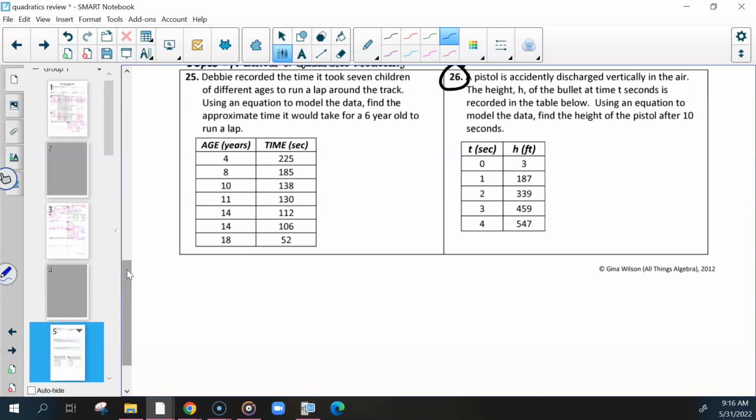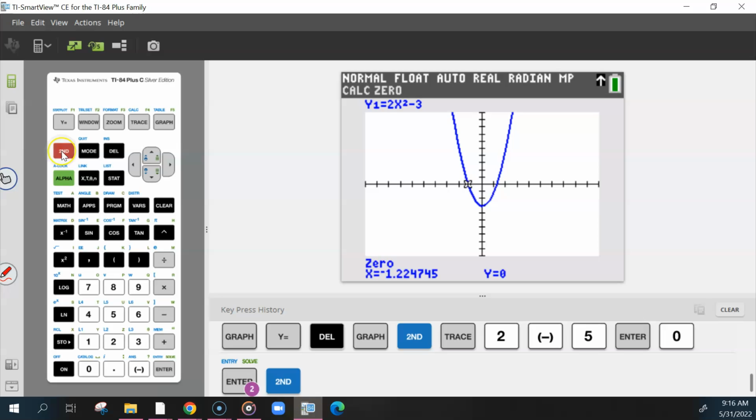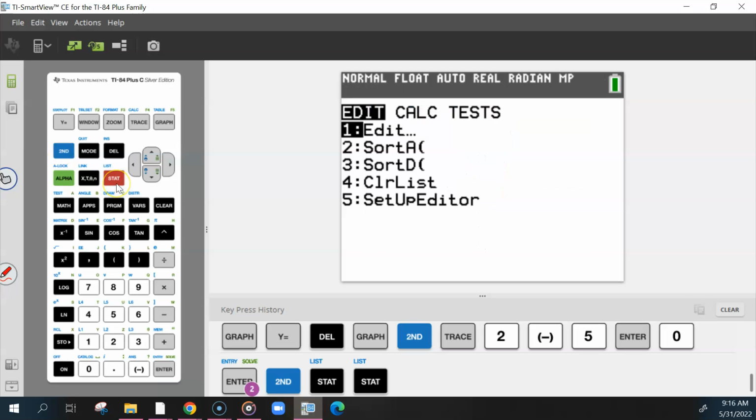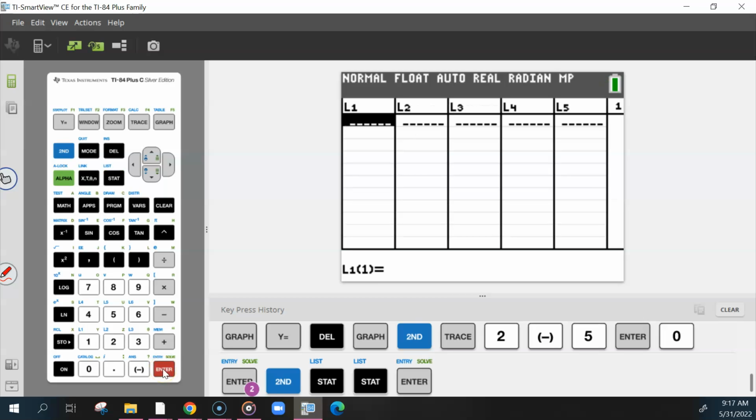Yes. So for number 26, they give us a table. We're going to put that table into our calculator. So go into stat, edit. If you have things in your list, you're going to go up to the top, hit clear, not delete, and then scroll right down. And do the same thing for L2.